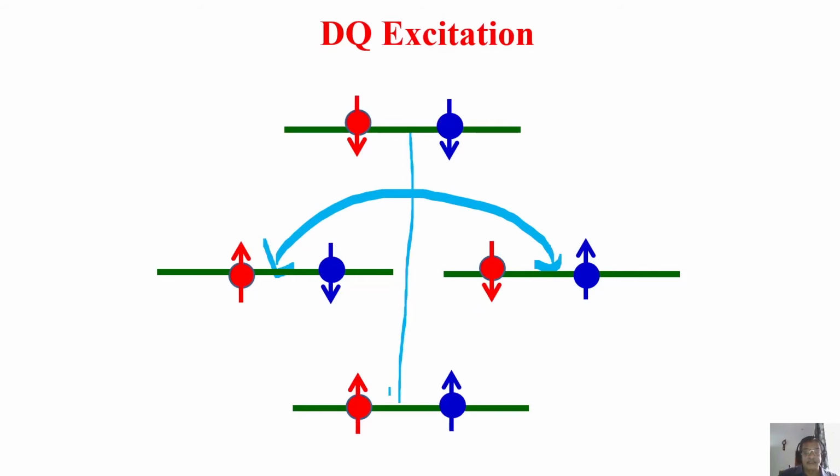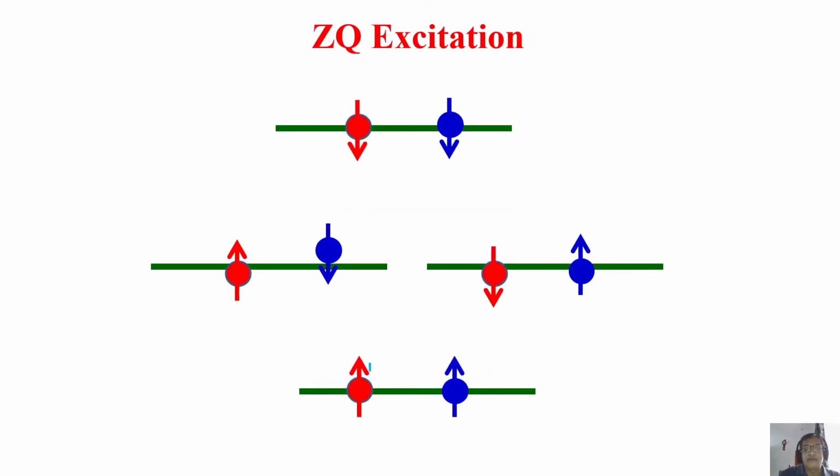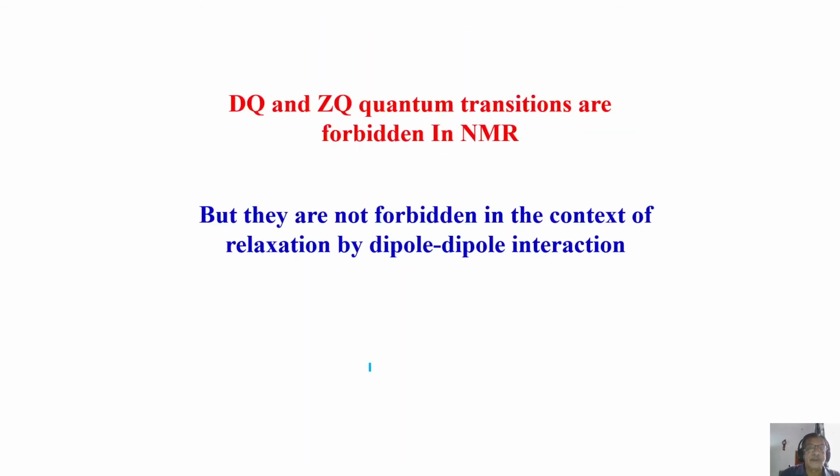Here, this transition, +1 to -1, is a double quantum transition. This is called zero quantum transition. This is called double quantum transition, but they are not allowed. This is the double quantum. This is zero quantum. They are not allowed transitions. They are forbidden in NMR as far as the detection of the transition is concerned. Remember my point, I am telling you explicitly: for the detection of the transitions, they are forbidden.